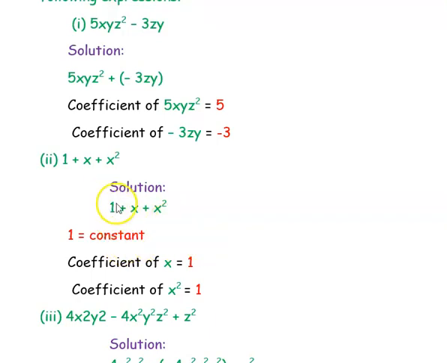So here 1 is a constant term. The coefficient of x is 1. And the coefficient of x square is also 1 because it is 1 into x, 1 into x square. So we can take it as 1.